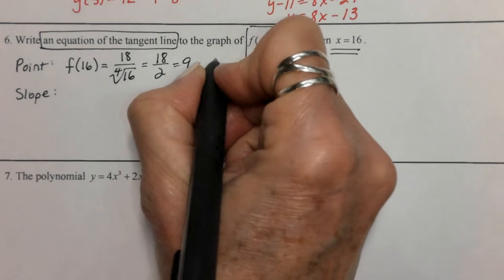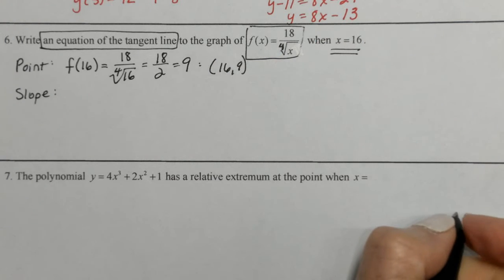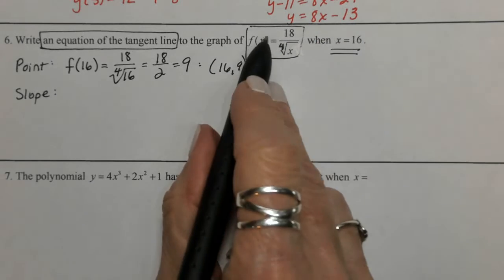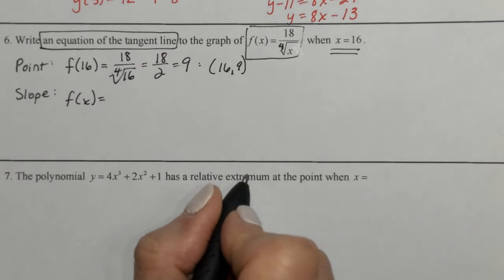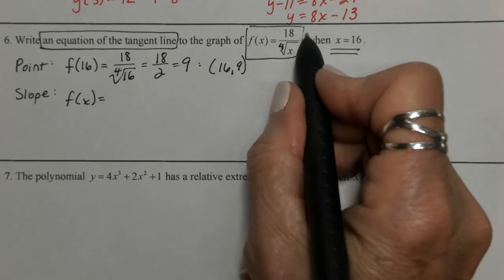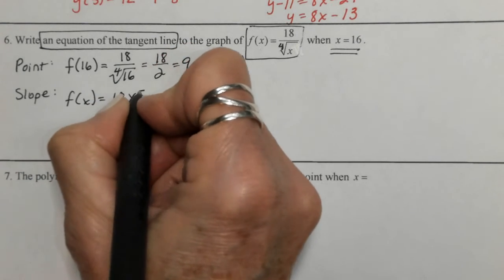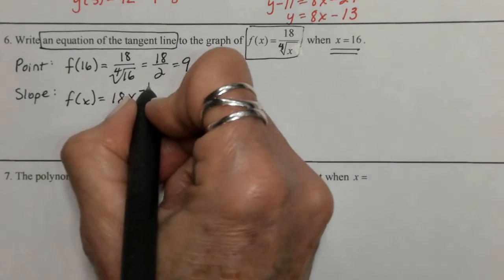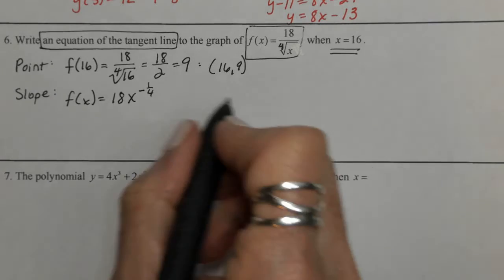So my point is (16, 9). Now for the slope. I'm going to write down what f of x is, but in a form where I can apply the power rule. So I'm going to bring the x to the top to be with the 18. It will be 18x to the negative 1/4, because the 4th root of x has the power 1/4.